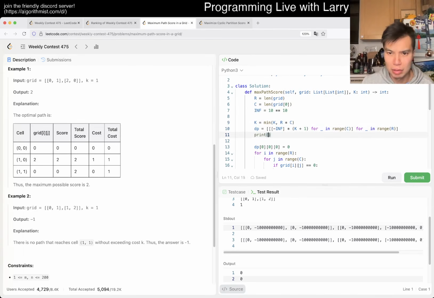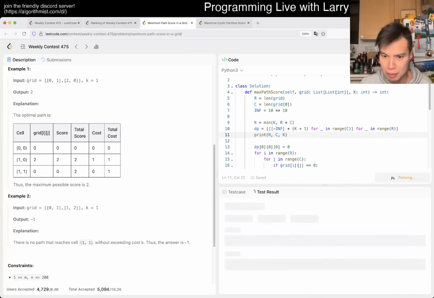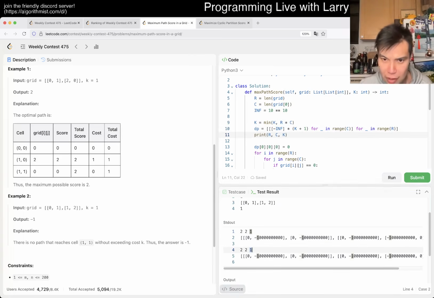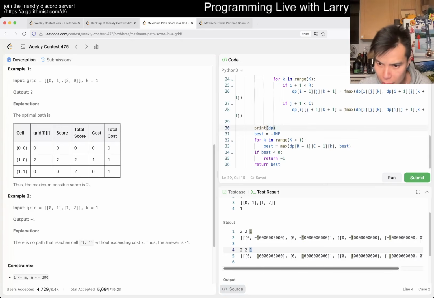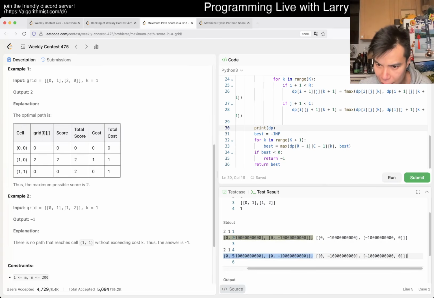Huh? Am I being dumb today? I mean, yes, but K is 1, but oh, because it's K. But we do K plus 1, so it should be 2. So it's 2 by 2 by 2. So why is this not? Oh, no, this is 2 by. Okay, I'm just blind. That is 8 things. All right.